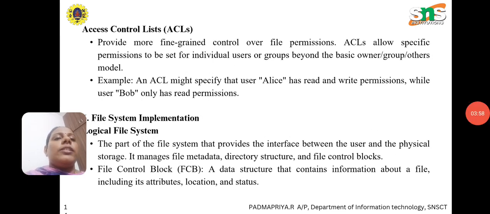Access control list provides more fine-grained control over file permissions. ACLs, which means access control lists, allow specific permissions to be set for individual users or groups beyond the basic owner, group, or others model. Example, an ACL might specify that user Alice has read and write permissions, while user Bob only has read permissions.